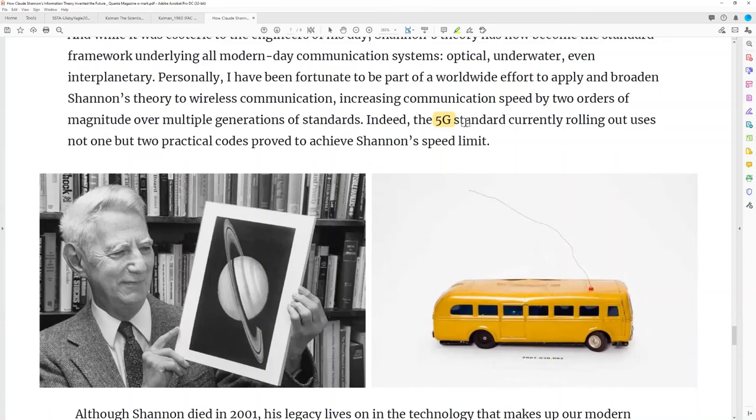On 5G. Embedded in the 5G standard are two practical codes proved to achieve Shannon's speed limit. So even today, he has a hand in the 5G business.